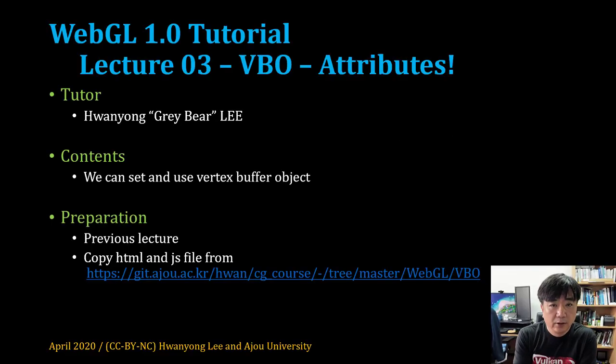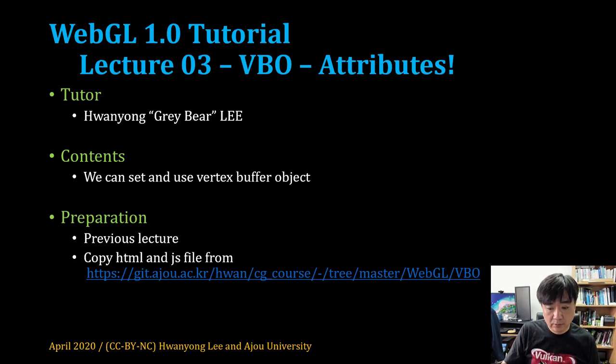Hi everyone. Today, you will learn about the vertex for object, especially attributes of vertex. You can change the vertex color of triangles. Before starting class, you must learn WebGL lectures 1 and 2. Then you can download the sample code from this Git site. Please practice with the code.